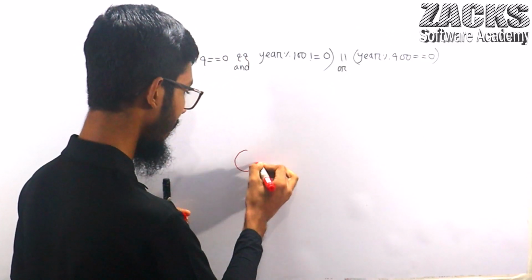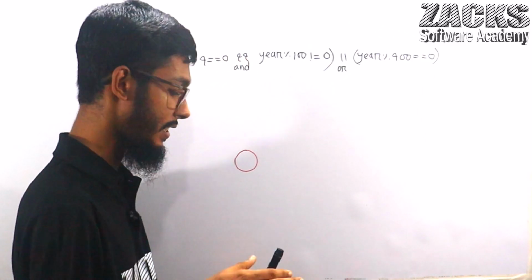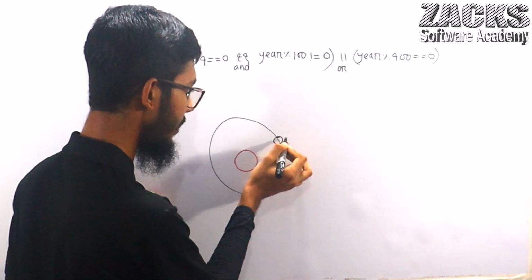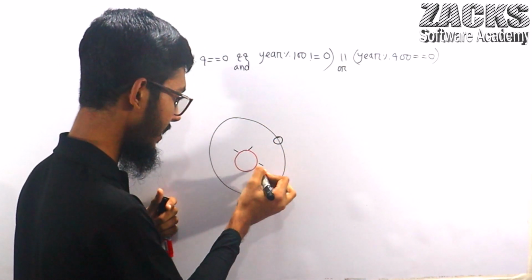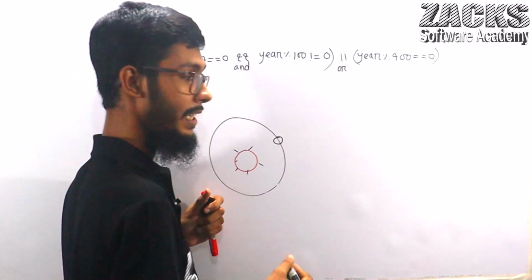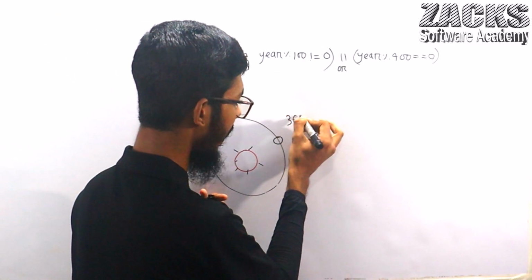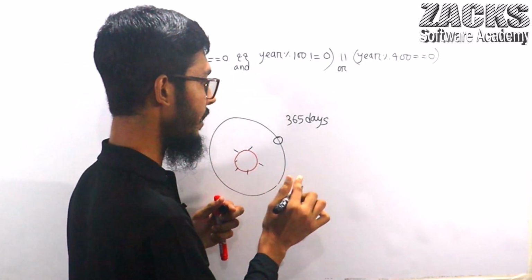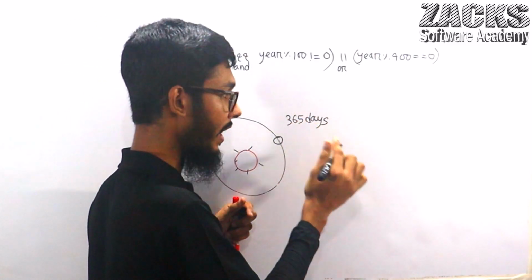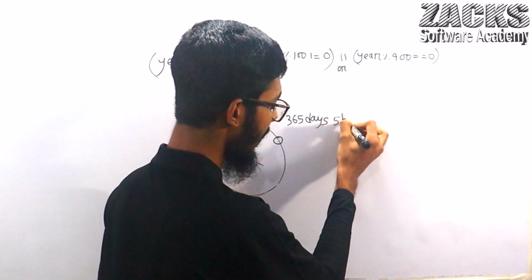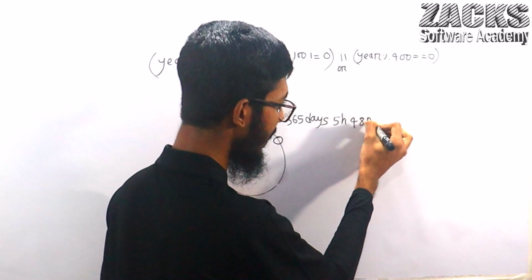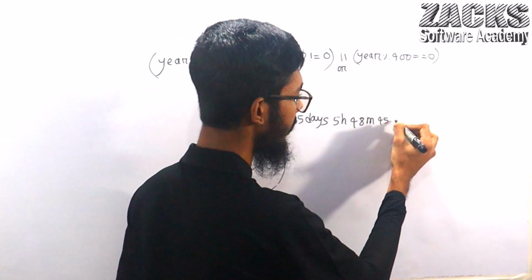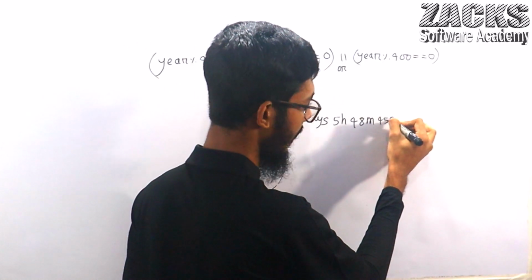Consider this is the sun, and this is the earth. The earth orbits the sun, right? Earth takes 365 days to orbit the sun, right? Yes or no? No, this is not true. It actually takes 365 days, 5 hours, 48 minutes, 45 point something seconds. We are taking 45 seconds, no problem.